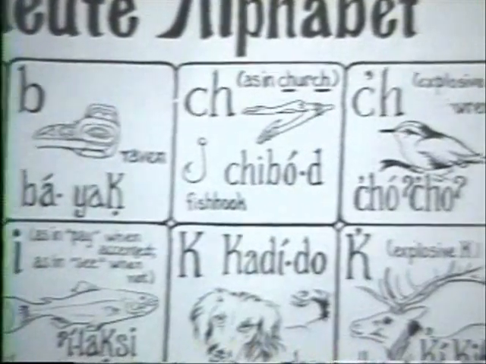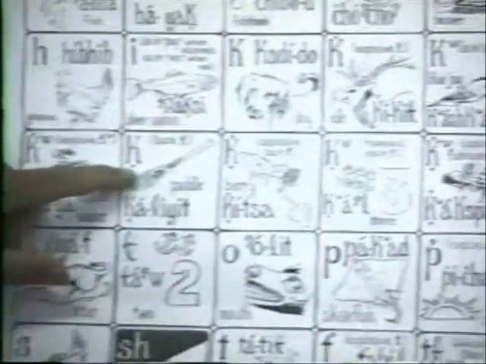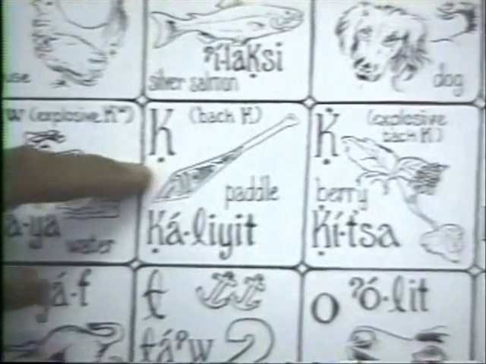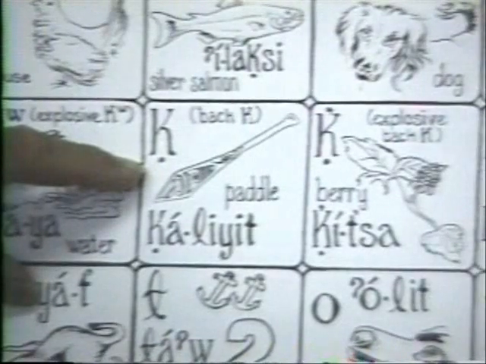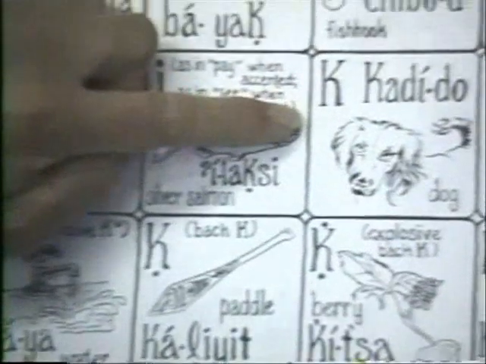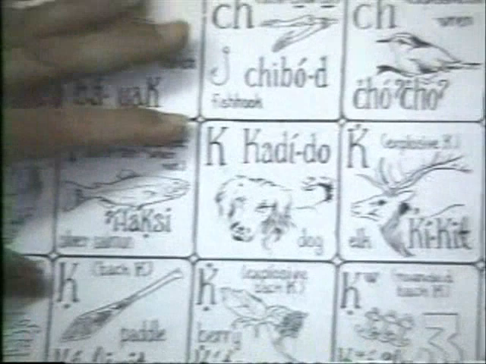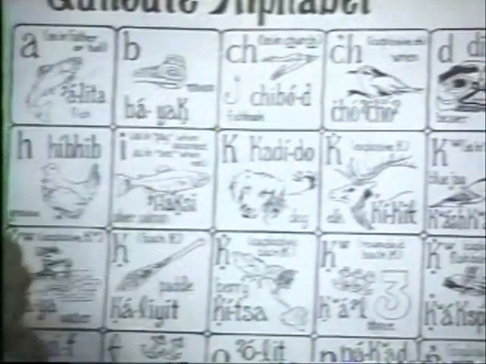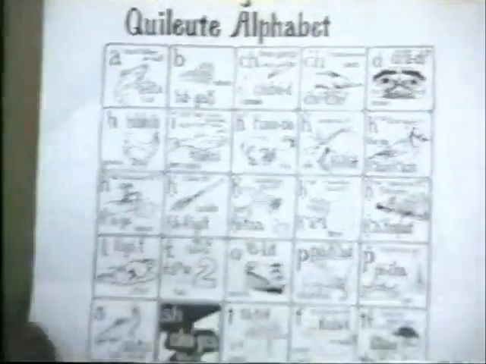Also, if we can come down to the K's, remember that we use a dot under a letter to show that it's a sound pronounced at the back of the mouth. So that K is pronounced ka, back in the mouth, as opposed to a front K, which doesn't have a dot under it. Ka, ka, ka, ka.